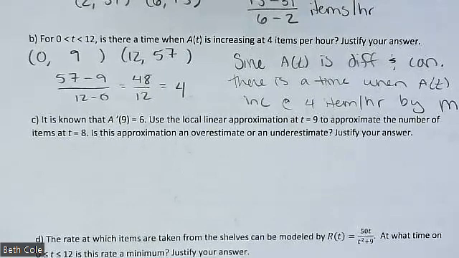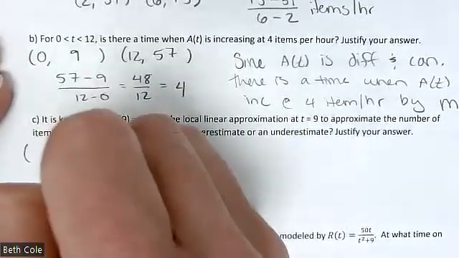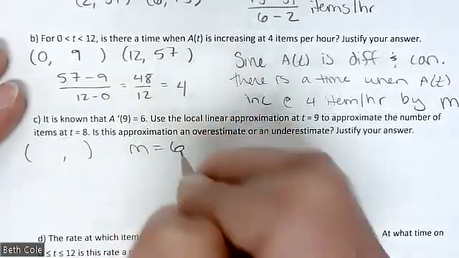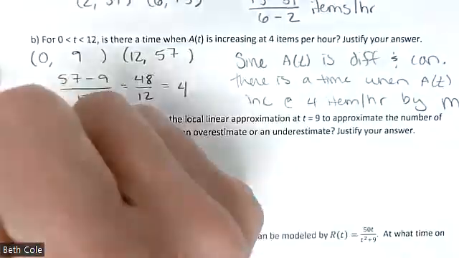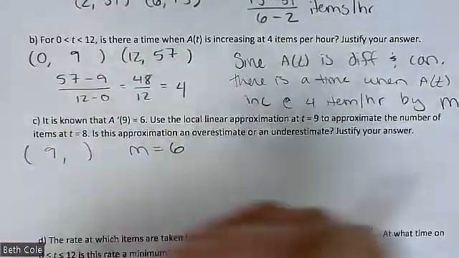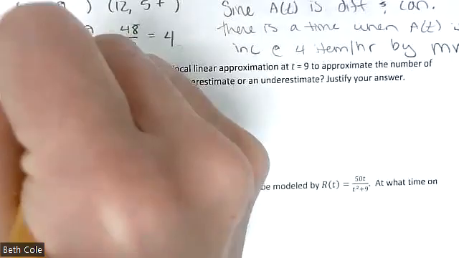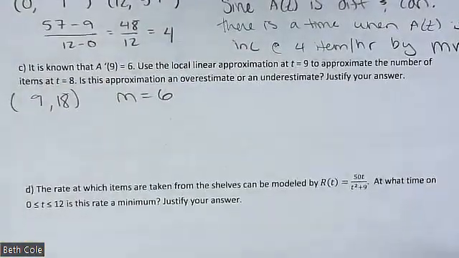It is known that the derivative at 9 is 6. Derivative means slope. You want to be thinking about that. Use the local linear approximation. That means write an equation of a line. What two things do you need to write an equation of a line? All right, a point and a slope, and they just told you the slope was 6. What's the point? 9, something. Look at your table. It's 9, 18. Perfect. Put it all together.